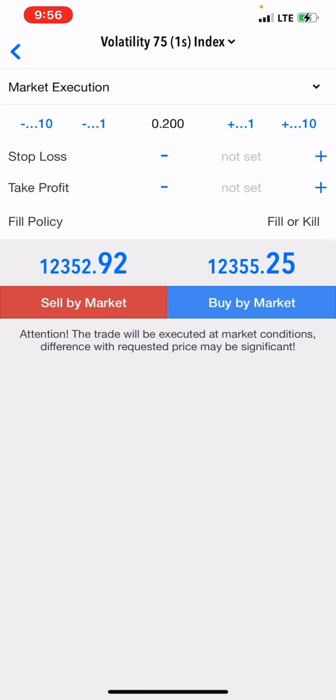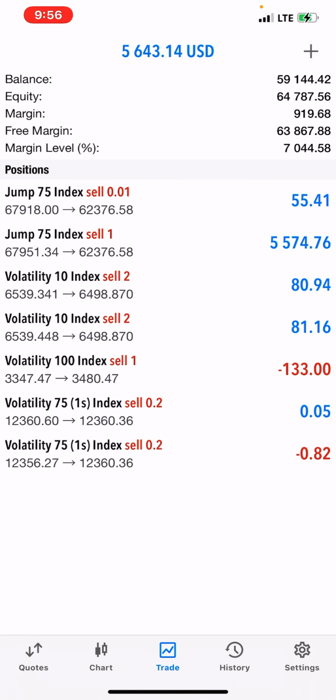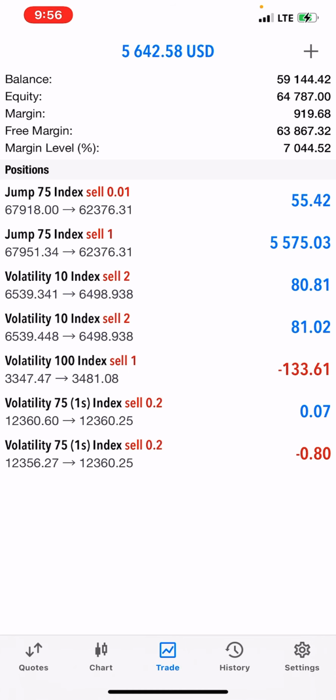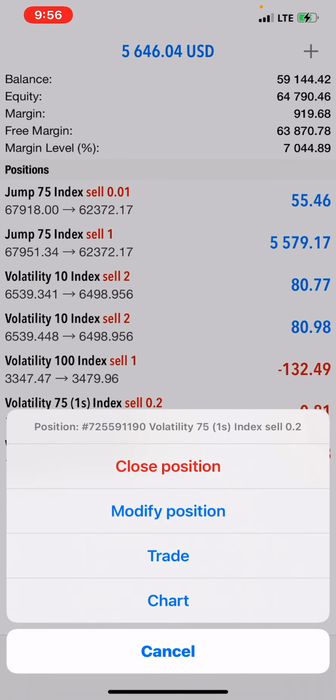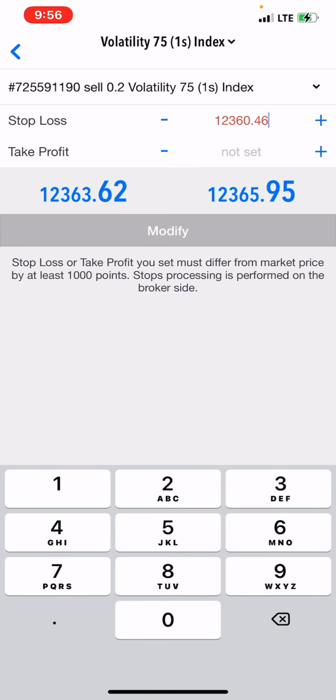So either you are asked to sell or buy. For example, like the one I dropped recently, you sell it. When you sell it, the trade will be ongoing, showing underneath. Then you long press on that particular indices, click on modify position, and that's when you input the stop loss and the take profit.